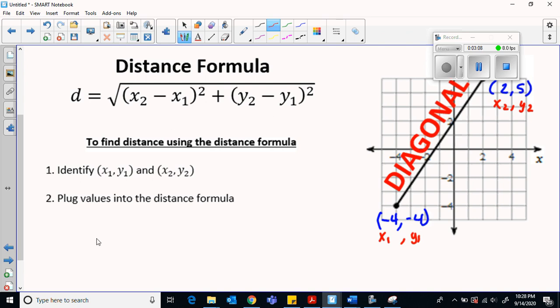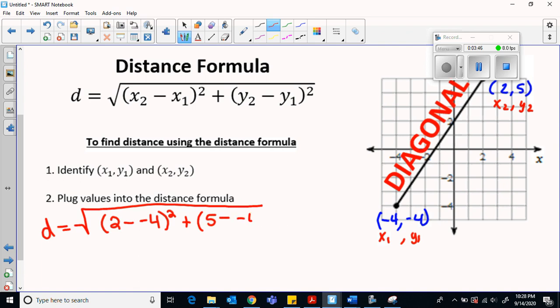Now we're just going to plug those coordinates into the distance formula. So distance is equal to the square root, and I like to draw this long so I can fit everything. For x sub 2 we have 2, minus x sub 1, which is negative 4, so make sure you have minus negative 4. Then you have to square it. Don't forget that part. Plus, now we're going to do the y. y sub 2 is 5 minus y sub 1, which is negative 4. So don't miss your double sign. And then you're going to square it.